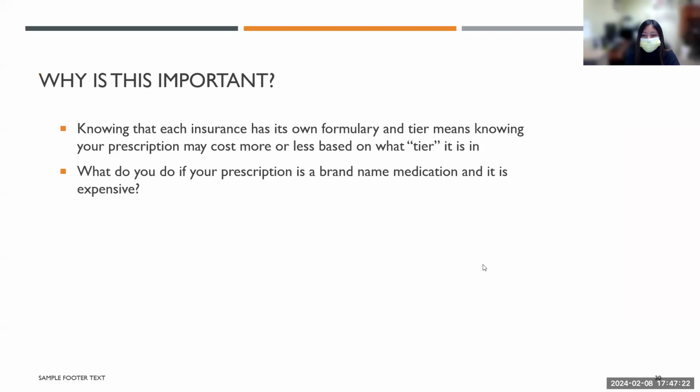Okay. So why is this important to know? Knowing that each insurance has its own formulary and tiers means that your prescription may cost more or less based on if it is on the insurance formulary or based on what tier it is in. So what would you do if your prescription is a brand name medication and it's expensive? What is something that you can do?